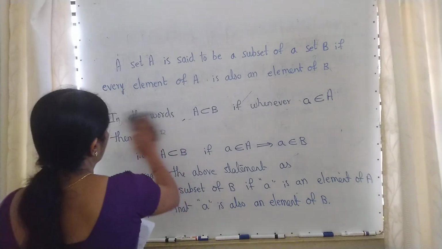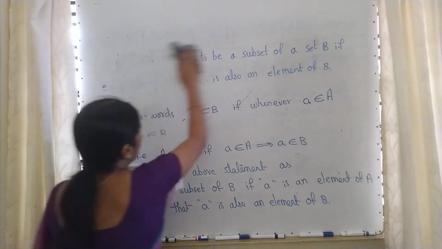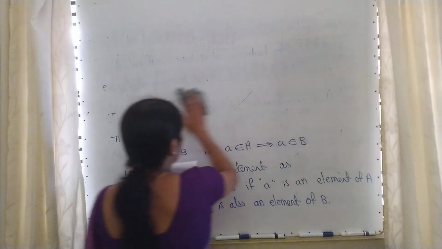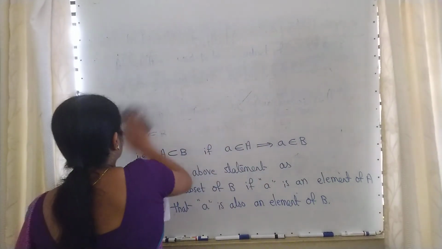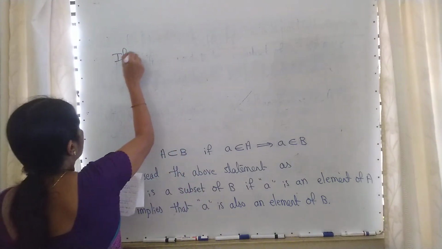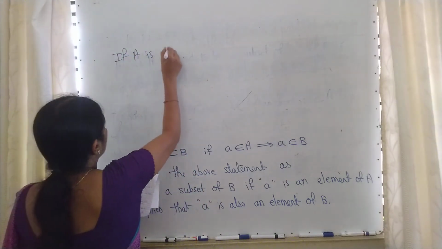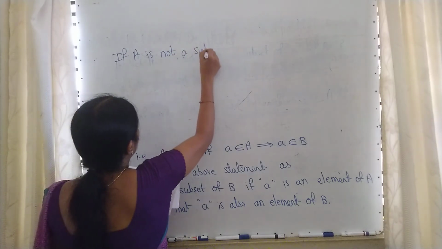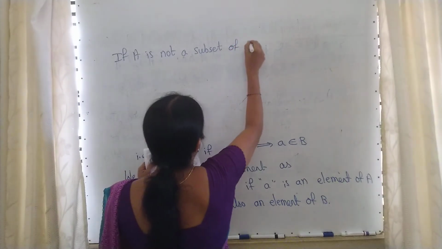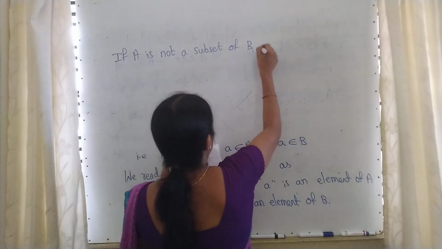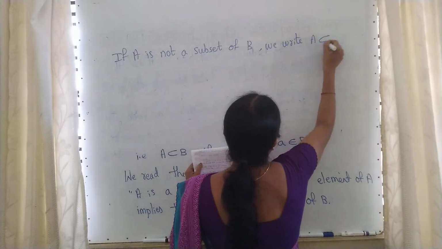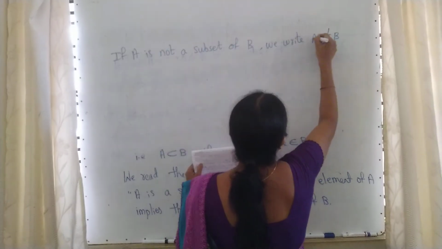If A is not a subset, then how do you write it? This is about a subset, and I will explain again with the help of so many examples. If you are not following by only one example, don't worry, I will give so many more examples. If A is not a subset of B, we write A is not a subset of B. Understood?